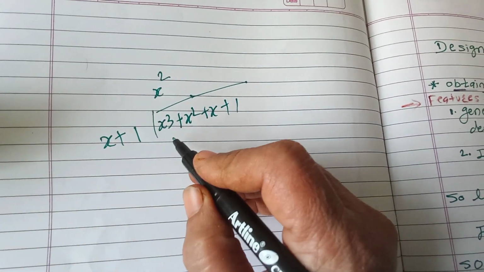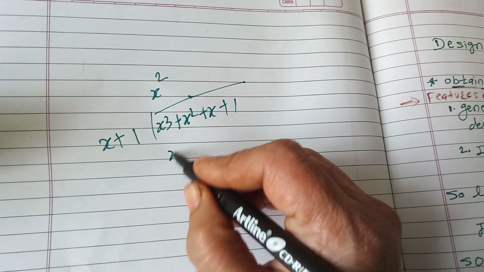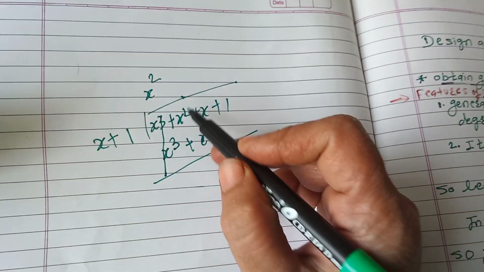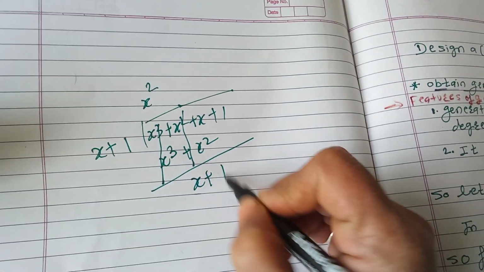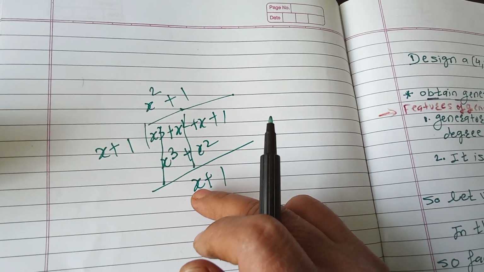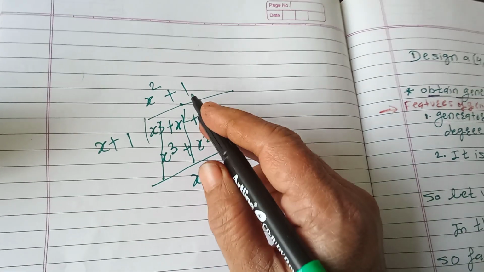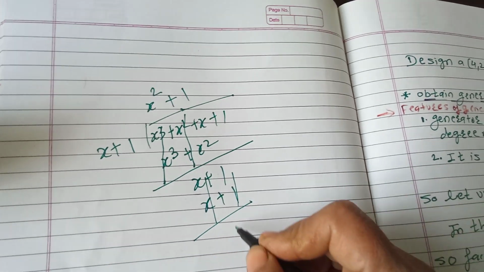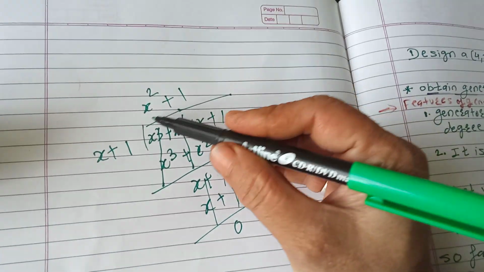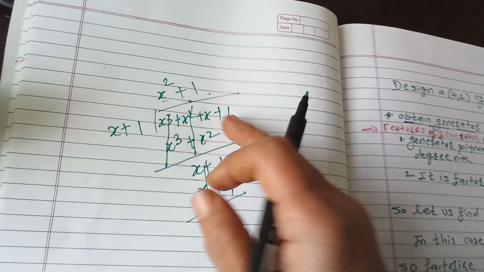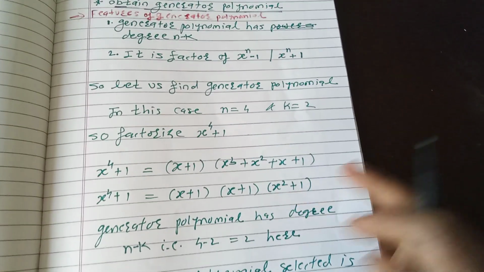So multiply x square with x plus 1. That is x cube plus x square. In mod 2, similar terms get cancelled out. Remaining is x plus 1. Then the next quotient term is 1, because you multiply 1 with x plus 1, that is x plus 1, so this gets cancelled out. So the remainder is 0. So another factor is x square plus 1. And if you multiply x square plus 1 with x plus 1, you will get x cube plus x square plus x plus 1. So the next factor is x square plus 1.